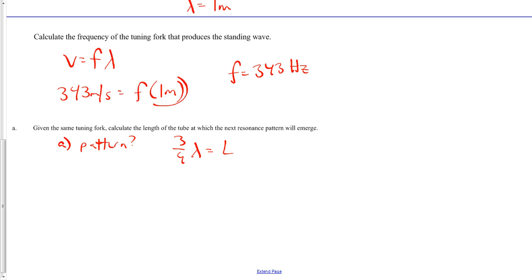We know the wavelength of this thing is 1 meter. That's not going to change based on new harmonics. So 3/4, 1 meter equals L. So L is 0.75 meters.